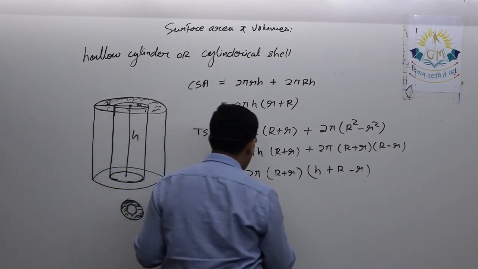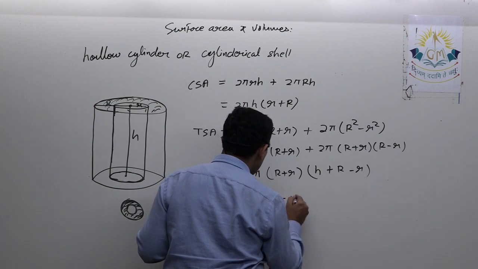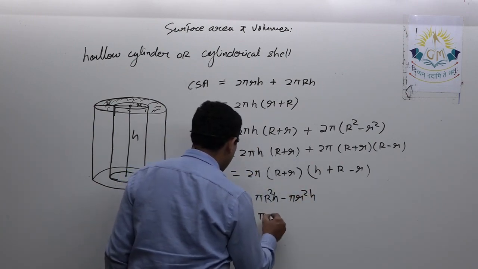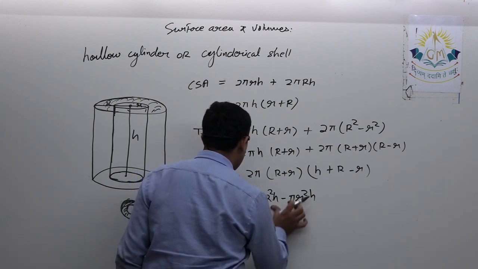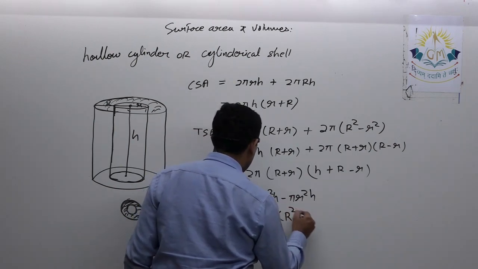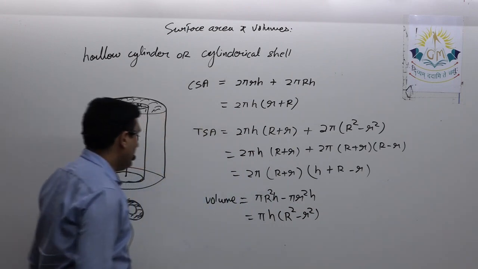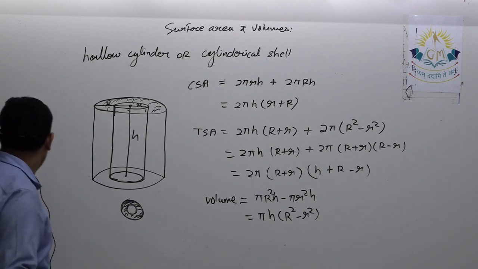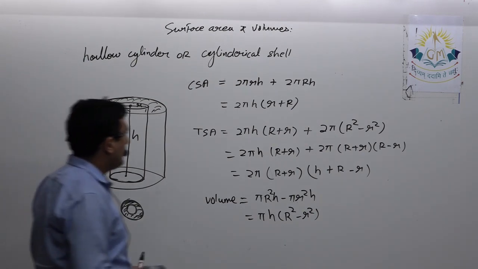So pi capital R square h minus pi small r square h. If I take pi h common, the volume is pi h times capital R square minus small r square. CSA, TSA and volume. Okay, so that is about the hollow cylinder or cylindrical shell.